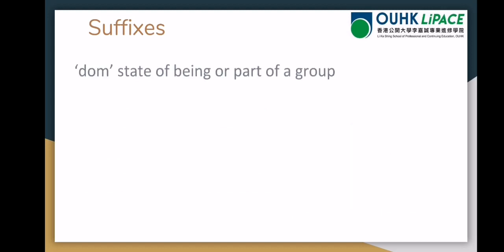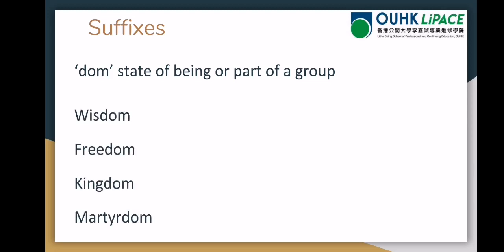So next we have words that end in dom, and this generally means a state of being, or you are part of some sort of group, or it is part of some sort of group. So again, some quite common words such as wisdom, freedom, kingdom, and martyrdom. So this is a word actually you probably don't know. So wisdom is the state of being wise. Wise just means very smart, or you've learned through a lot of experiences to make the right decision. Freedom is the state of being free.